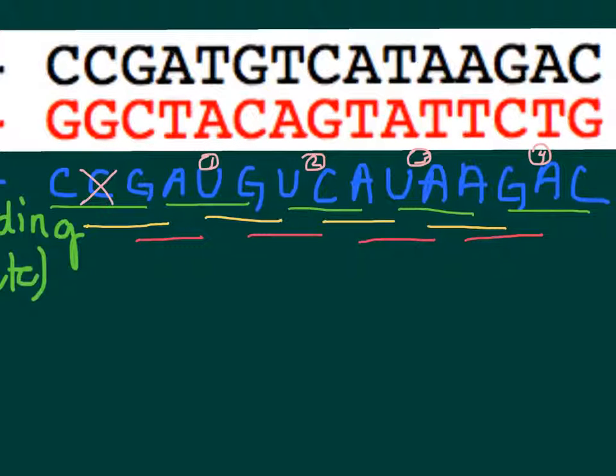If we were to look at our second reading frame, CGA is not a start codon. UGU, not a start codon. CAU, not a start codon. AAG is also not. So we don't have a start codon in our second potential reading frame, making it exceptionally unlikely that that's our reading frame.